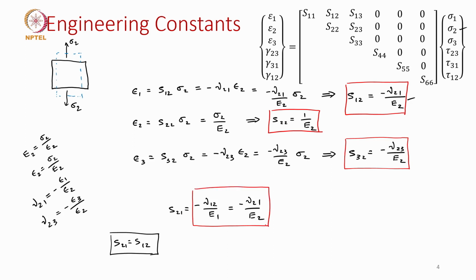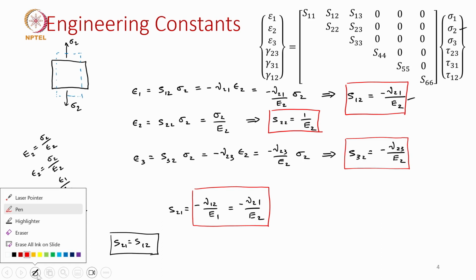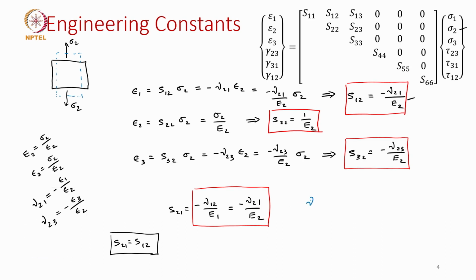So, here what we see is we have two Poisson ratios nu12 and nu21, and then we also have two elastic constants E1 and E2. So, what it means is, let us say if we are writing for nu12, it can be written as nu21 times E1 by E2.